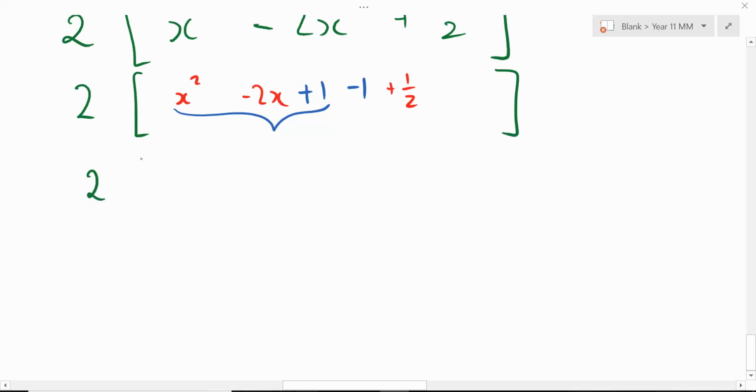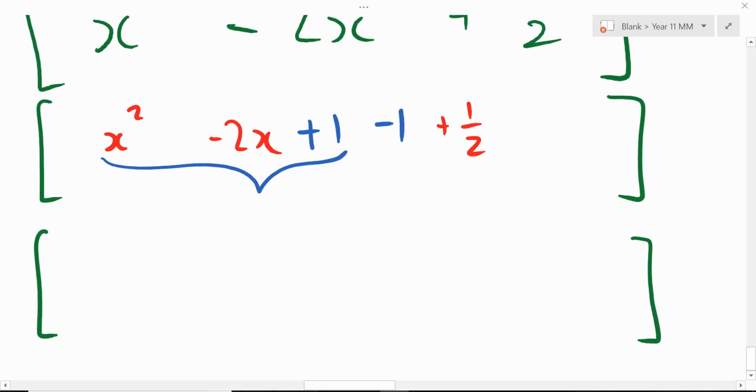Now I'm going to write in the next line, 2. See, the nice thing is we know this right here is a perfect square. So if that's a perfect square, this should give you x minus 1 squared. That's what it factorizes to. Remember, double the negative 1 gives you negative 2x, and then square the negative 1 gives you positive 1, right? But then we still got this: negative 1 plus half. Again, my technique is 2 times the negative 1 and then plus 1. So negative 2 plus 1 is negative half. Okay, so it's minus negative half.